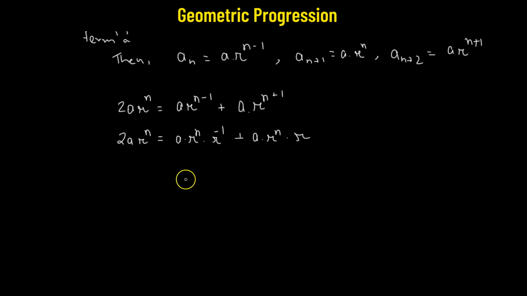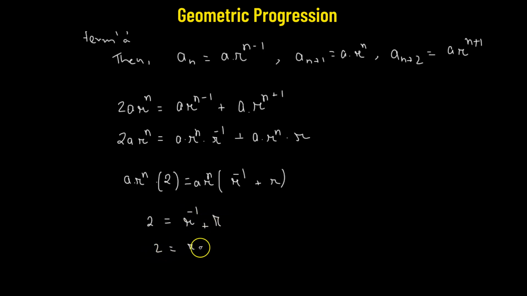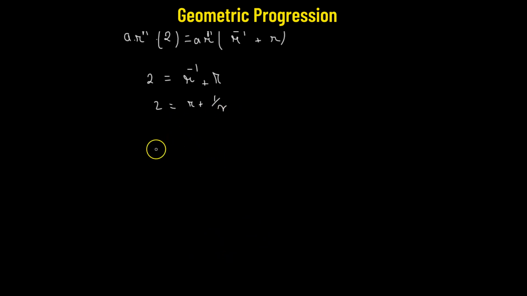What we can do here is take a as the common factor as well as r raised to the power of n. So this is going to leave us with 2 equals, so here we are taking a times r raised to the power of n as the common factor, r raised to the power of negative 1 plus r. So here we have 2 equals r raised to the power of negative 1 plus r, and this is simply r plus 1 over r. We're going to multiply throughout by r, and rearranging the equation we get r squared minus 2r plus 1 equals 0. So this is simply r minus 1 squared equals 0, which means our common ratio is 1.